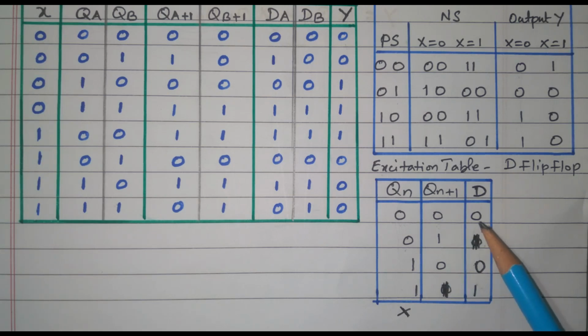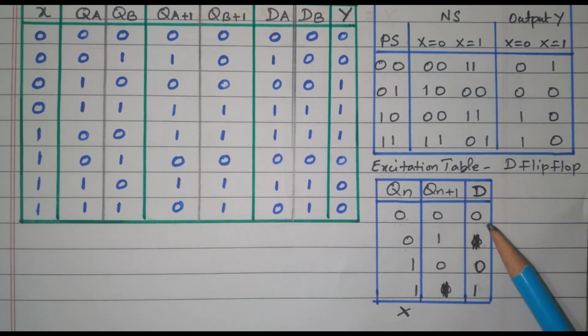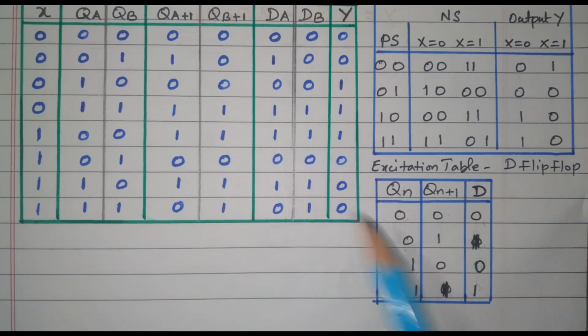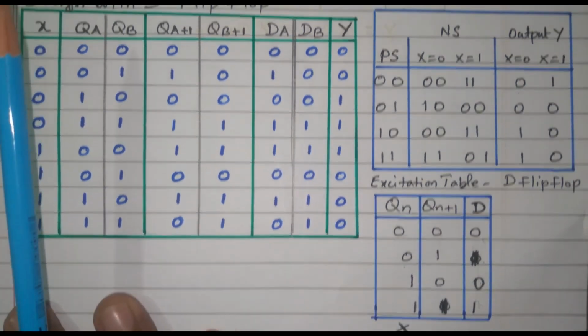See this, D is 0 means the next state also 0, whatever may be the current state. D 1 means next state is 1. D 0 means next state 0. D 1 means next state also 1, right. So the next state and D input both are the same. Otherwise, the next state purely depends upon the D input. The D input will be reflected as the next state, not bothering about the current state. So based on this, now we need to identify the D values, the DA and DB.